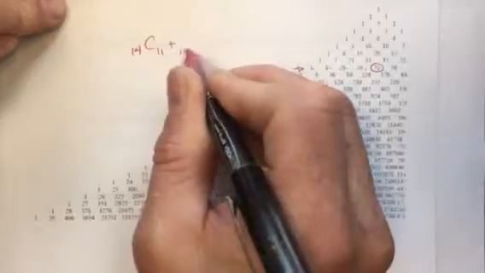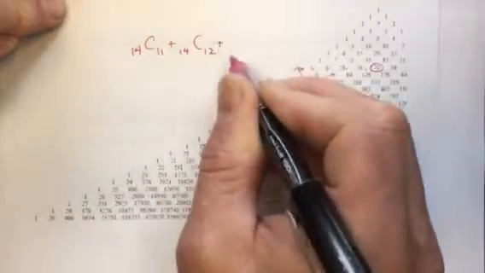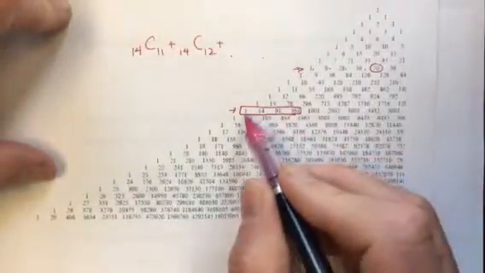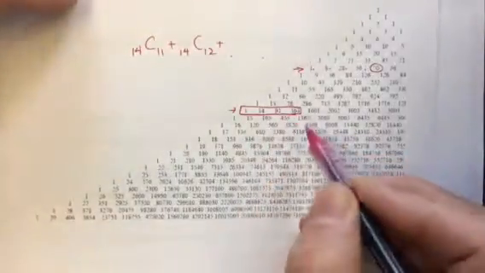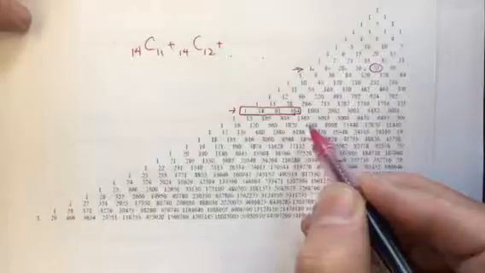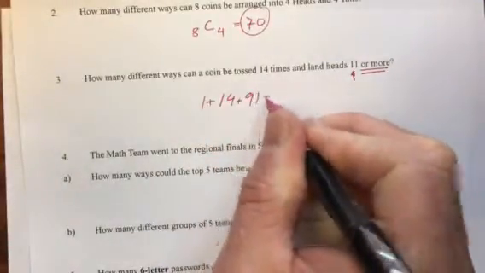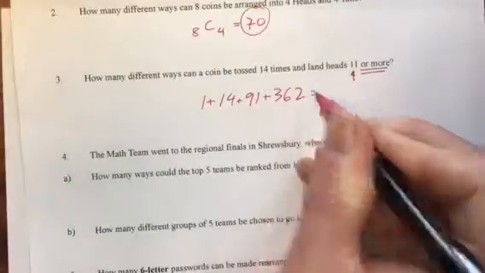14C11 plus 14C12 plus 13 and 14, and I'll get those numbers. So what is that? That's 1 plus 14 plus 91 plus 364. Okay, I'll let you do the math there. I want to go fast.